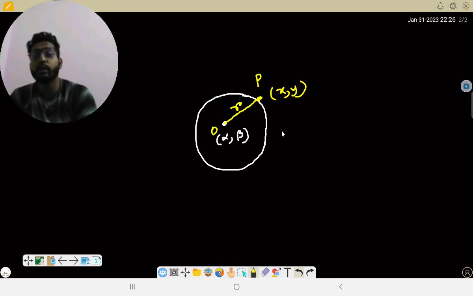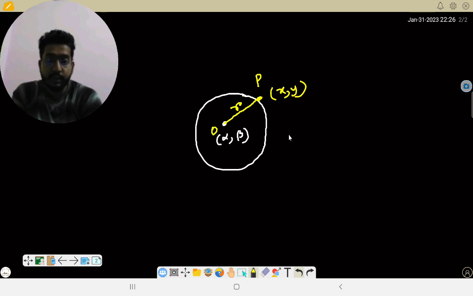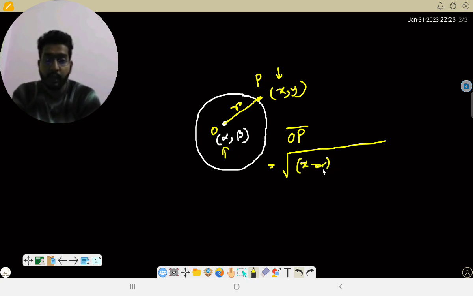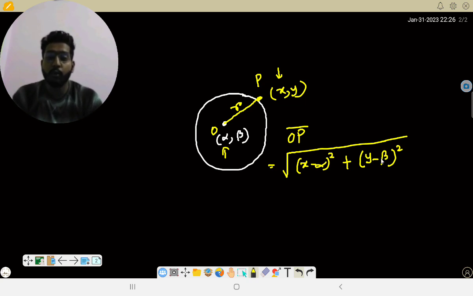Now what will be the equation then? We know the distance between two points formula. So this is the distance OP. Now what is the distance between two points formula? Root over of x2 minus x1, that means x minus alpha whole square plus y minus beta whole square. So that will be the distance between the points O and P.